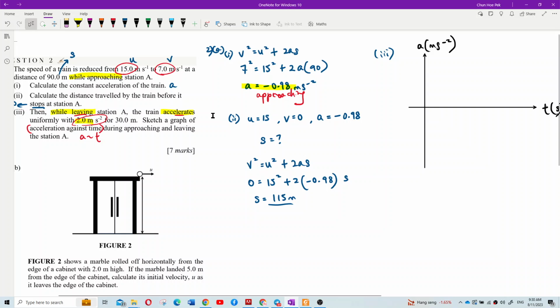So that means the graph should be how? Cut into two parts lah. That means when approaching, it decelerates. That means it's negative 0.98 meter per second square. So it's this graph.